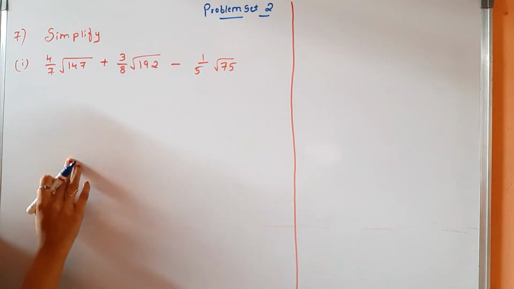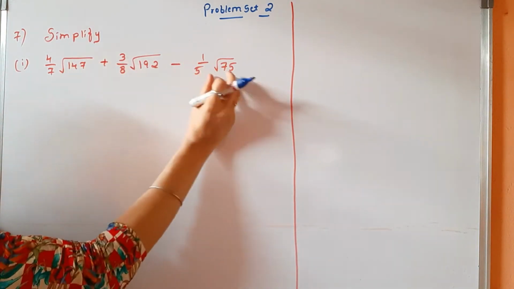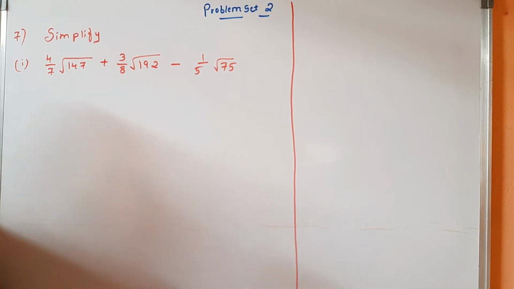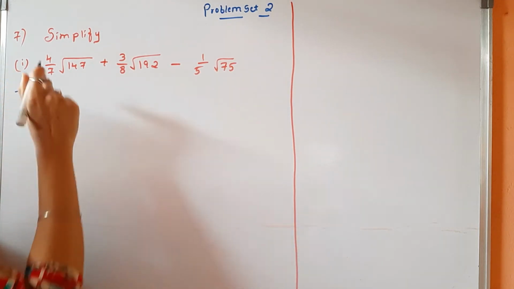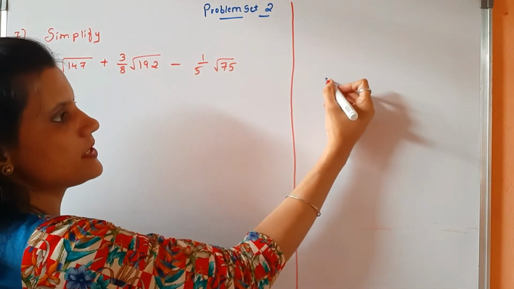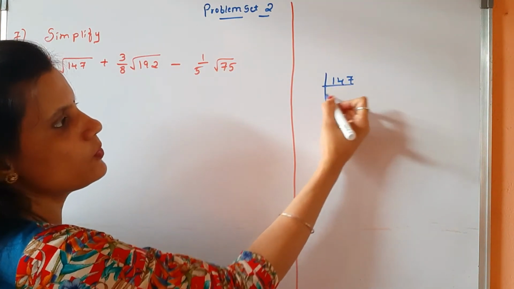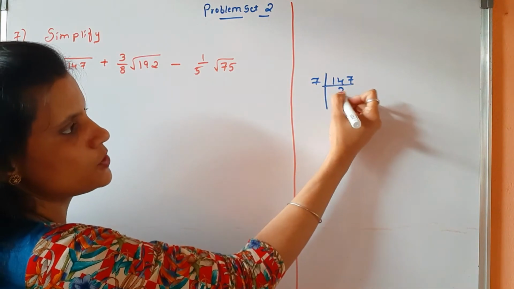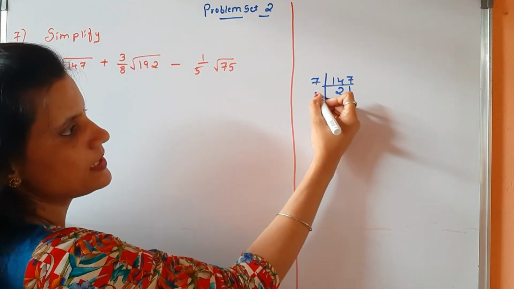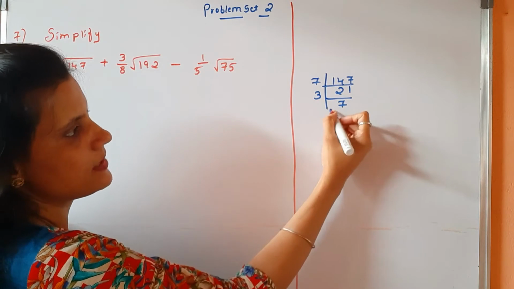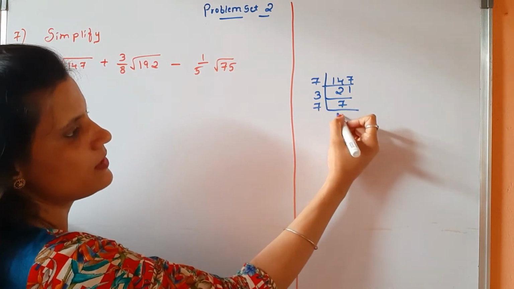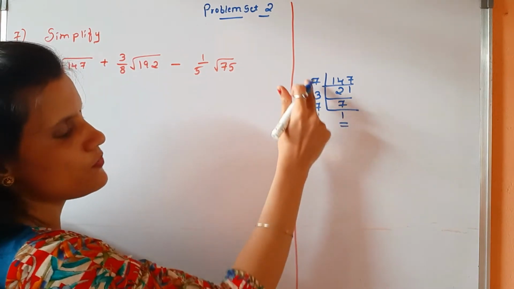पहले हमें क्या करना है, ये जो रेडिकल साइन के अंदर नंबर्स हैं, उसको सिंप्लीफाई करना है. For this we will take a prime factor. पहले 147 को सिंप्लीफाई करेंगे. Okay, we'll do 147. Which table will it go? 7 2s are 14, 7 1s are 7. Now this one, 3 7s are 21. Here 7 1s are 7. Okay, so we got a pair.